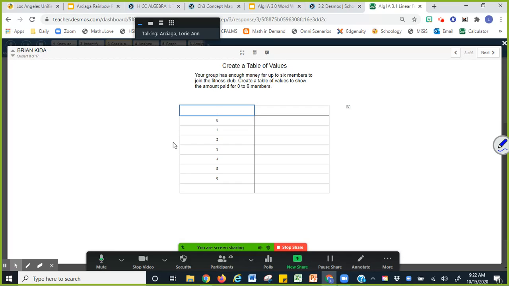Do not forget to label your input and output with the variables that you identified in the previous slide, right? So that's the reason why you have to identify your variable. What variable you're going to put in the first column.